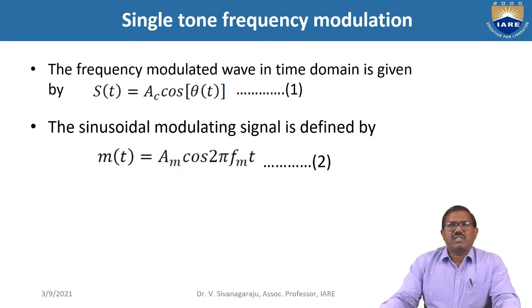So, the frequency modulated wave in the time domain is given by s of t, which is equal to Ac cos of theta of t. So, theta of t is the angular argument that we discussed earlier. Now the sinusoidal modulating signal, our baseband signal, is defined by m of t, which is equal to Am cos 2 pi fm t.